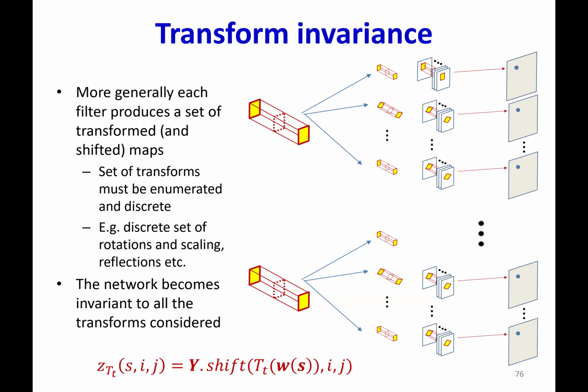You're going to generate as many channels as the number of transforms, right? If you permit T transforms, each filter is going to generate T channels. If I have K filters, and I'm permitting T transforms, instead of just getting K output channels, I'm going to get K times T output channels. That makes sense?